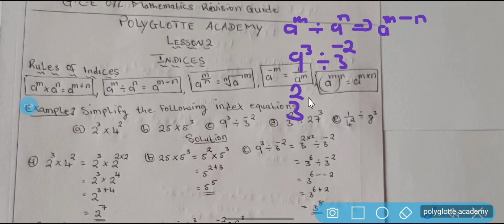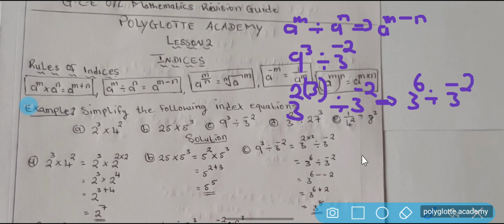Because if you take 3 times 3, it gives you 9. I've used 3 two times to have 9. So, times the 3 that is originally on top of the 9, divided by 3 to the power minus 2. So this implies we can have 3 to the power 6 divided by 3 to the power minus 2.